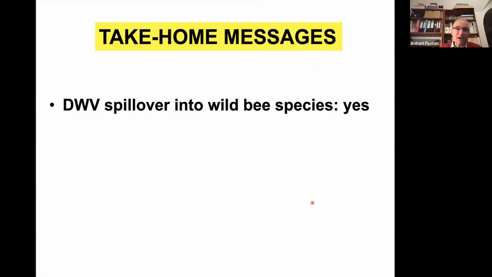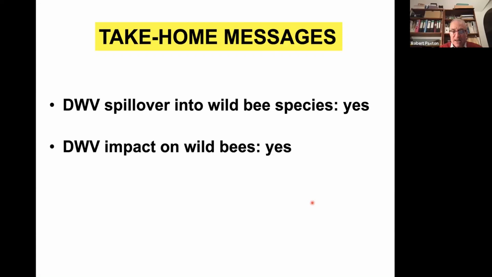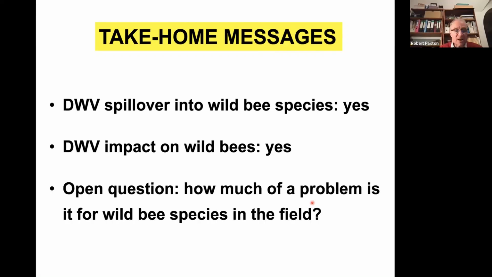Okay, so yes, DWV is spilling over into wild bees. Yes, it does seem to have an impact, although we don't really know in the field whether it leads to population decline. And that's an open question that still needs to be addressed.